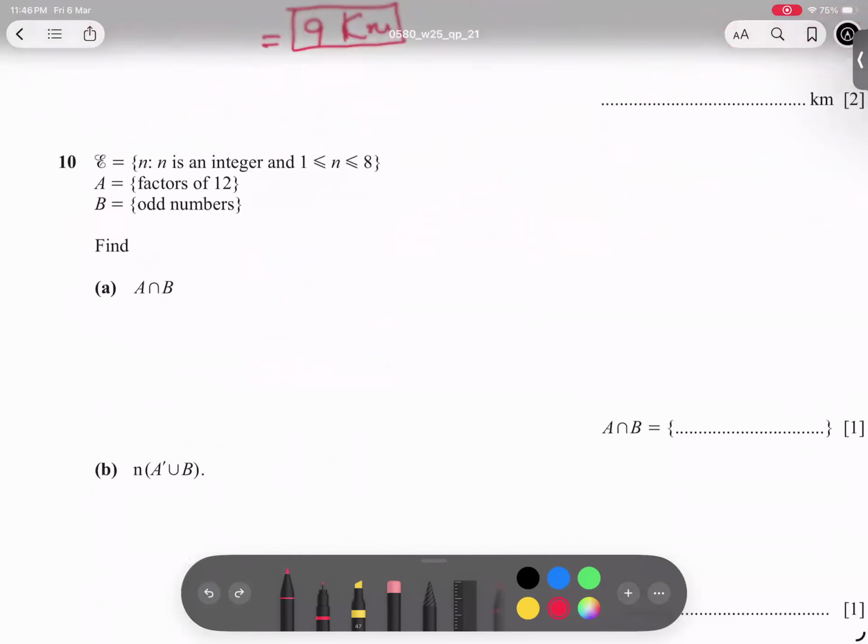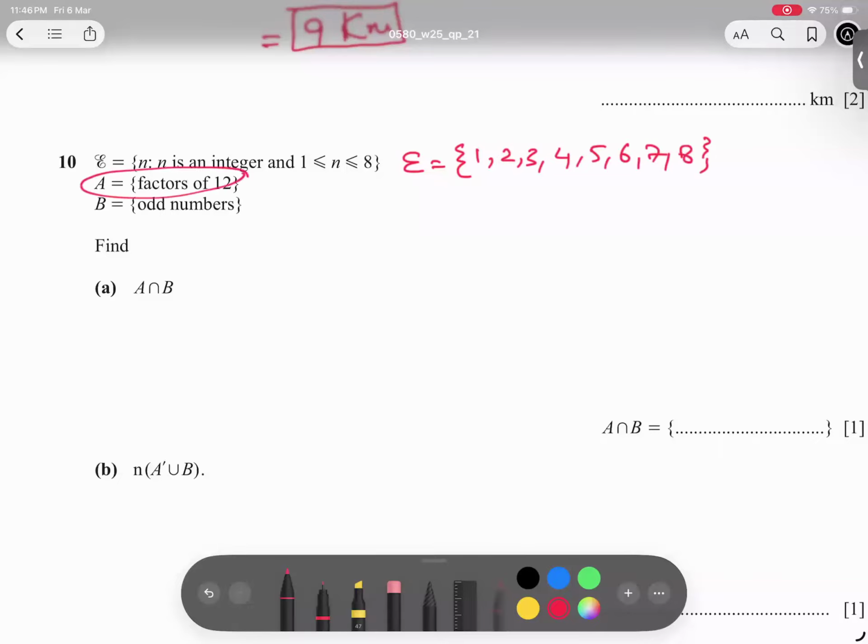Let's talk about question number 10. In these kinds of questions, as a teacher, I suggest you please write all members. There is a lot of risk; I know some students avoid writing. So it is 1 to 8, and even equal signs are there. So 1, 2, 3, 4, 5, 6, 7, 8.